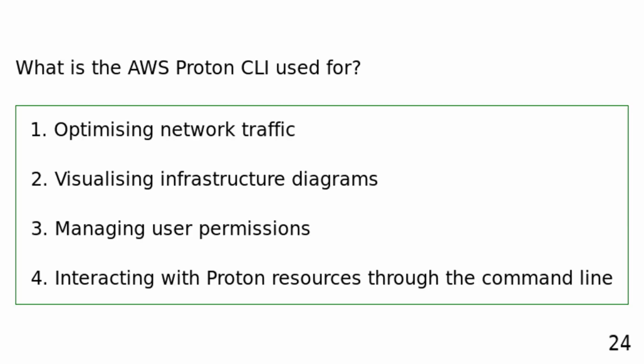What is the AWS Proton CLI used for? Optimizing network traffic. Visualizing infrastructure diagrams. Managing user permissions. Interacting with Proton resources through the command line.